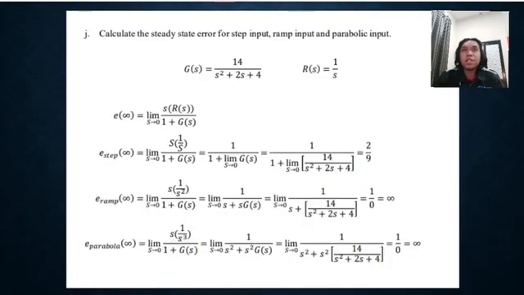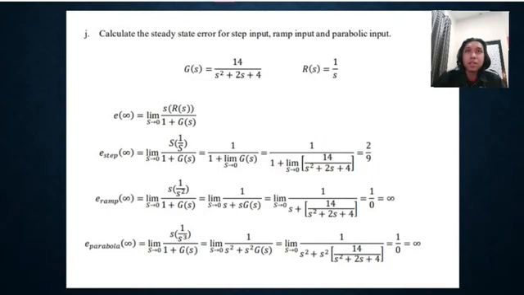Okay, the last question is to calculate the steady state error for step input, ramp input, and parabolic input. As you can see, we have G(s) and R(s), where G(s) is 14 over s squared plus 2s plus 4. For R(s), we have 1 over s.